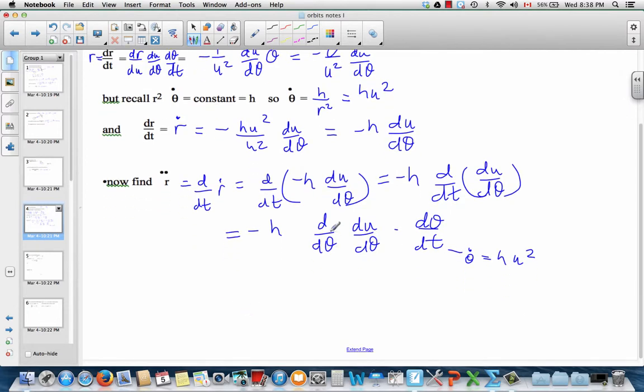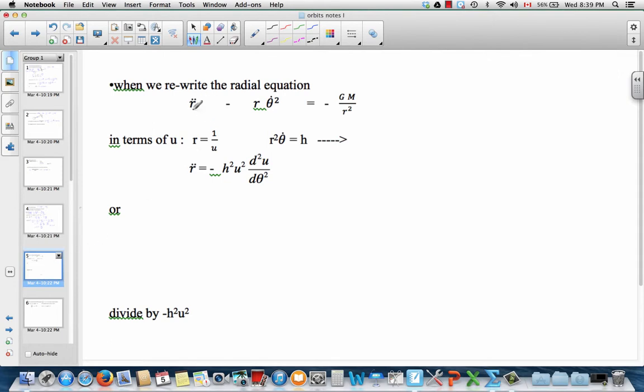And so, this is the second derivative of u with respect to theta. So it's d squared u d theta squared. And then we get an h u squared here times h. So it's minus h squared u squared. Now, that looks like a whole pile of mess, but it ends up making the differential equation a lot easier to solve. So let's substitute into our radial equation and see what happens using this variable u.